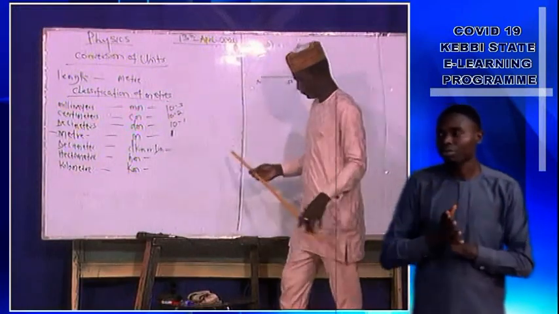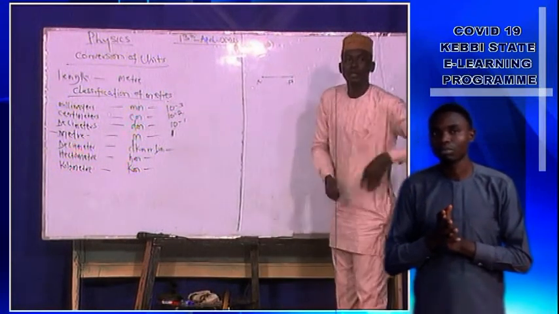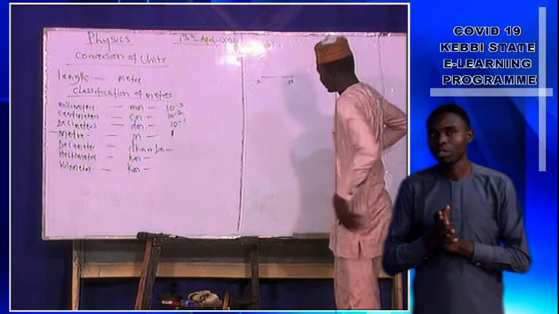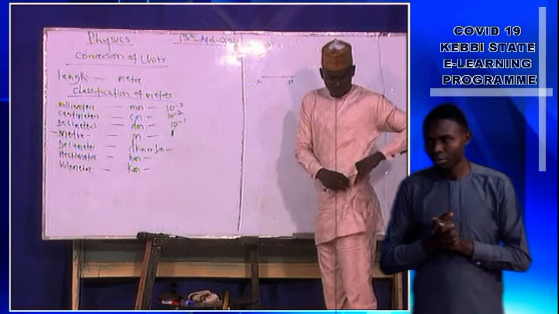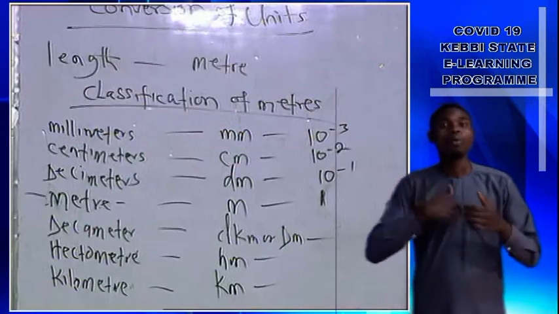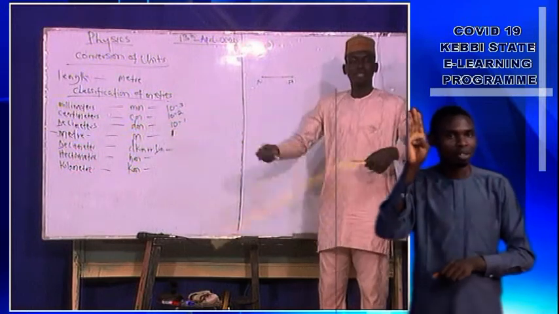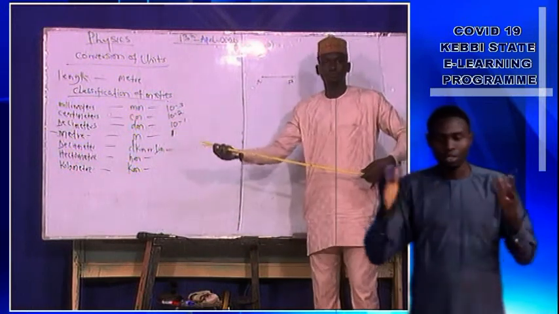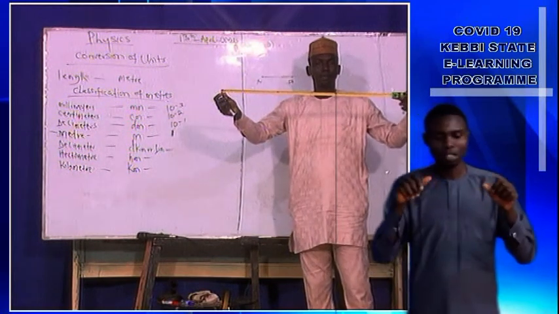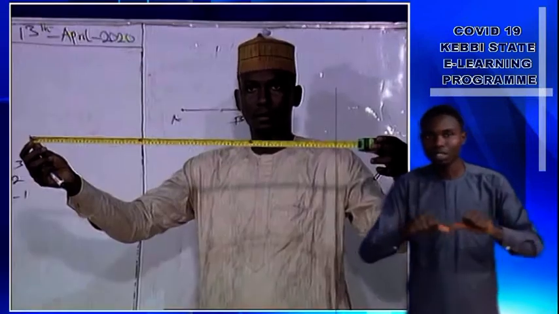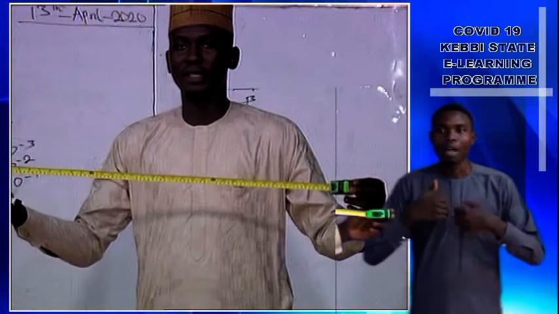Before we go, let me show you another instrument used for measuring length. I think I come along with it. We have what we call a measuring tape. This is a measuring tape. On a graduated face of this measuring tape, can you see it clearly? We have many numbers here. We have the numbers at the bottom and the numbers at the top.